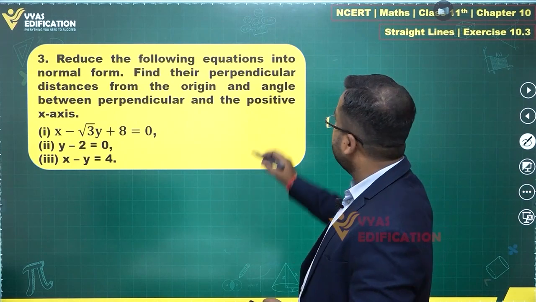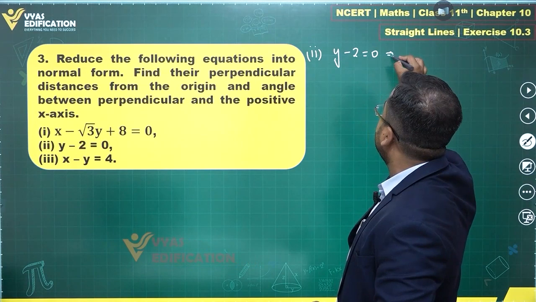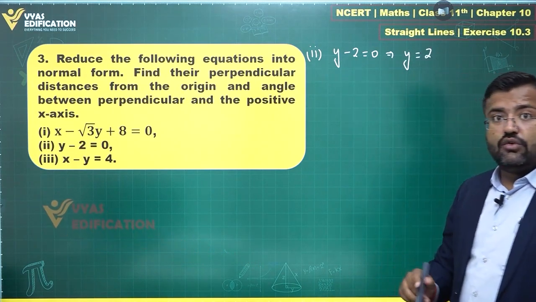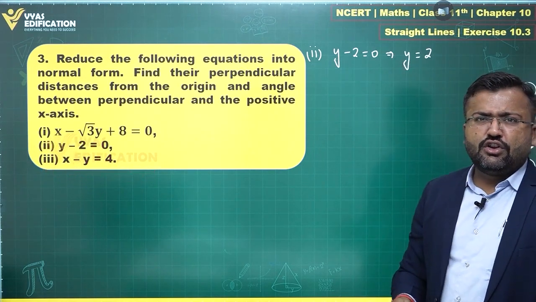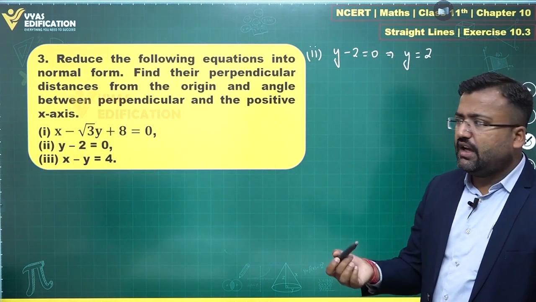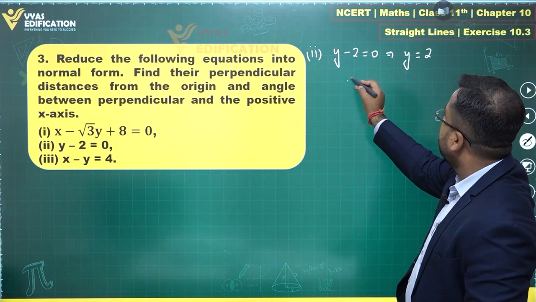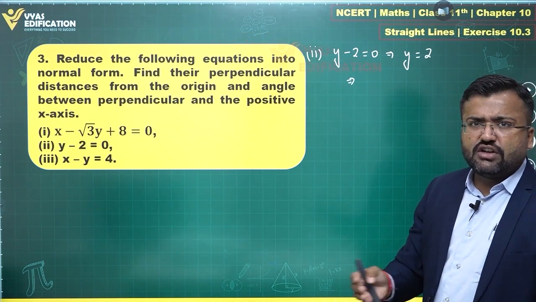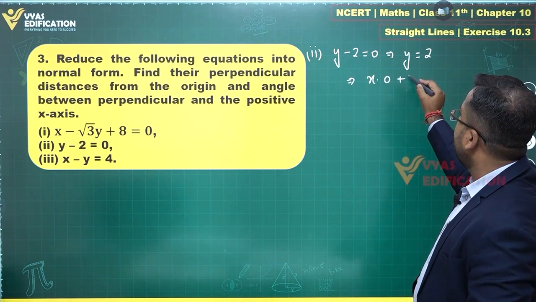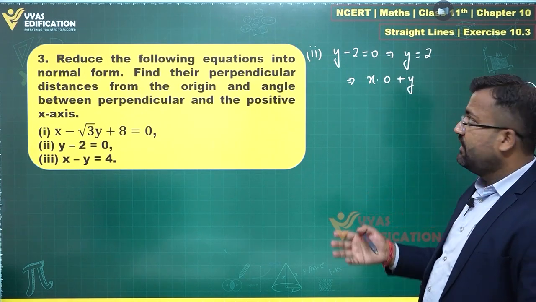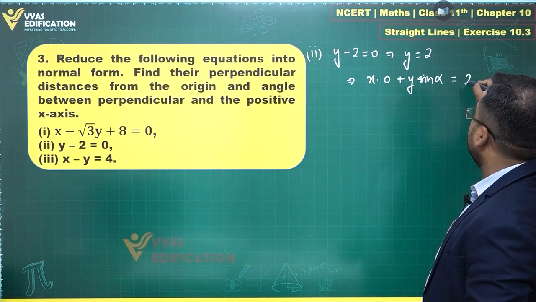Okay, what does the second part say? So in the second part you have y minus 2 is equal to 0. This becomes y equal to 2. Okay, and what does this give me actually? Coefficient of x is 0, so 0 plus 1 square under root, and that will give me actually 1. So we'll have to divide by 1, and yes, this can further be written as x cos alpha, that is x times 0, plus y times sine of something. So this is sine alpha is equal to 2, that's what you get.